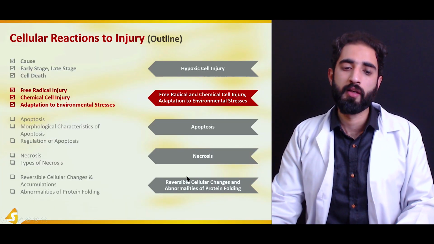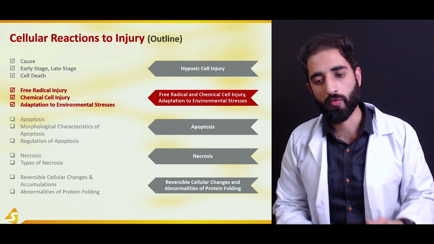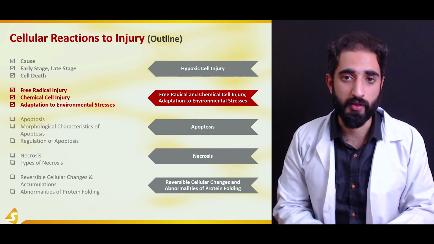So that was all about free radical and chemical cell injury and adaptation to environmental stresses. We talked about free radical injury, chemical cell injury, and adaptation to environmental stresses.